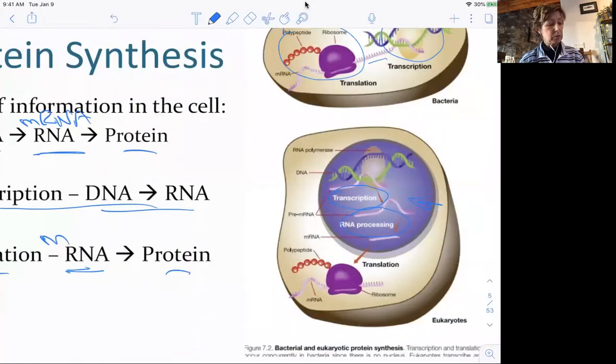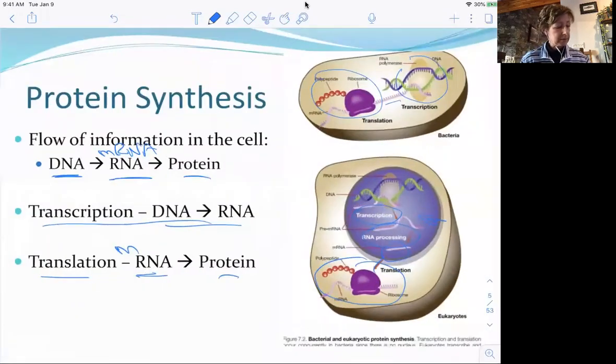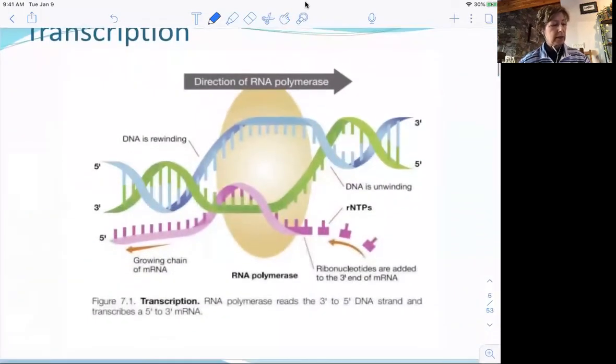And then we have to export the RNA to the cytoplasm, to the ribosome for translation. So we have compartmentalization, where transcription occurs in the nucleus and translation occurs in the cytoplasm. So, a quick look at transcription.